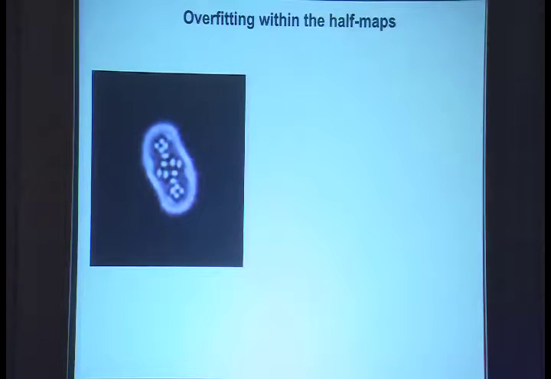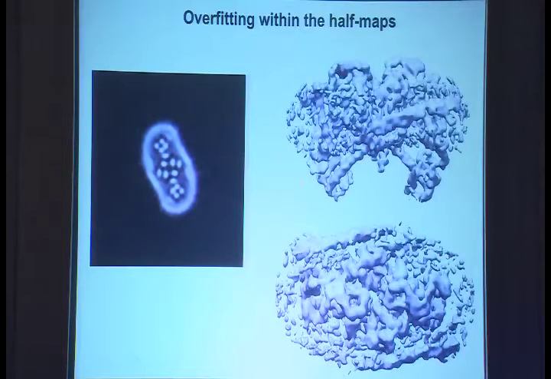Because the data sets are divided into two halves, the noise is not correlated, so you still get a reasonably good map. It's about 5 angstrom, where you start seeing helices and pitches. So remember that although the data set is divided into two halves, you still get overfitting because the noise is too much in this data.